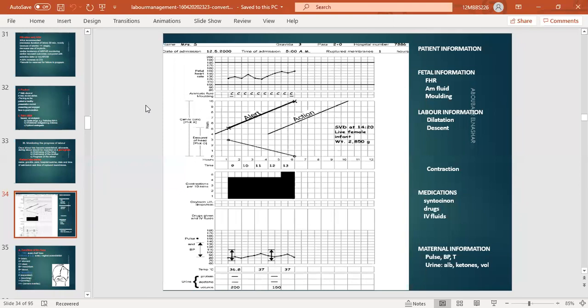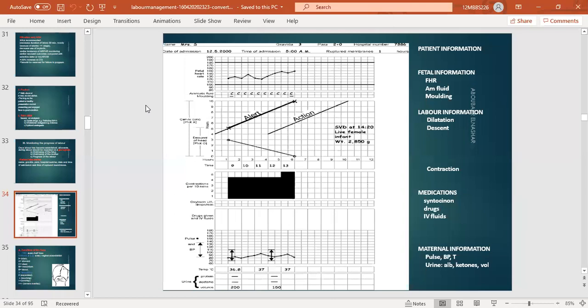If it is less than 110, you can label it as bradycardia. If it is more than 160, we can label it as tachycardia. Both the bradycardia as well as the tachycardia are the signs of fetal distress. Fetal tachycardia could occur because of maternal tachycardia, but if there is a bradycardia, it is a very worse condition, means the fetus is in severe distress. So the fetal heart rate should be between 110 and 150 beats per minute.